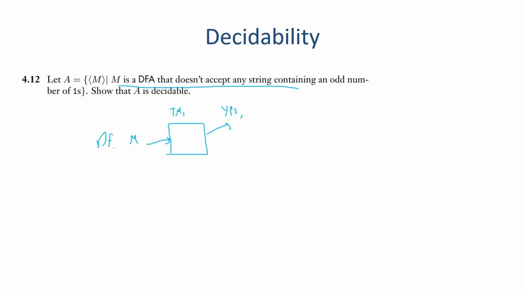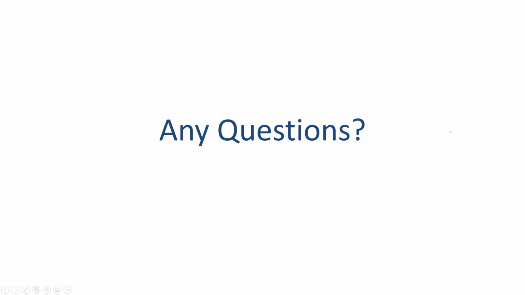It takes as input some DFA M. It'll be able to tell you yes if M does not accept strings that have an odd number of ones. So strings where the number of ones is odd. Does not accept strings where the number of ones is odd. Okay, so make sure you think about that one for next time.